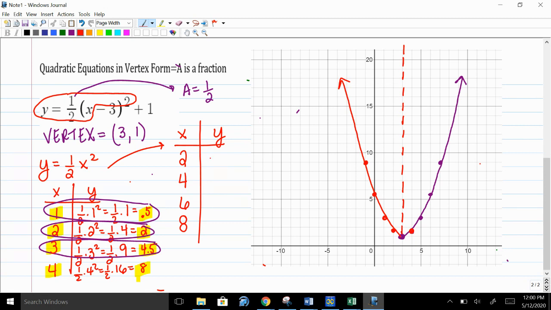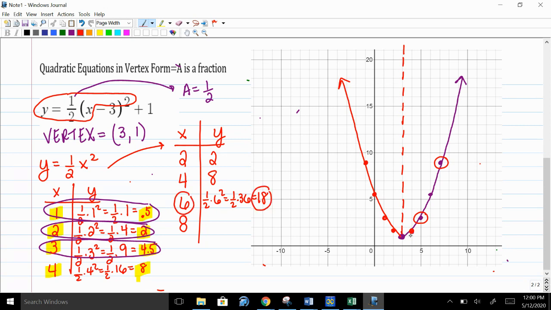We already did it for 2. 2, we got 2. 4, we got 8. Okay, we already mapped those. This was 2 right, 2 up. This was 4 right, 8 up. Okay, 6 would be 1/2 of 6 squared, which is 1/2 of 36, which is 18. So that would be 6 right, 18 up.